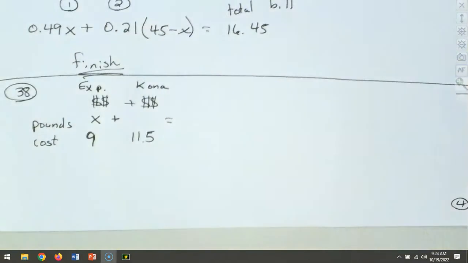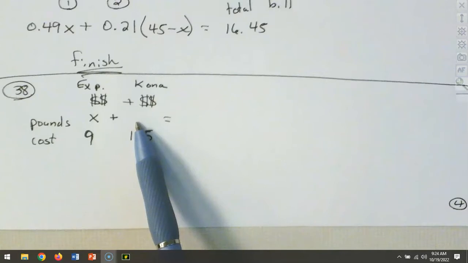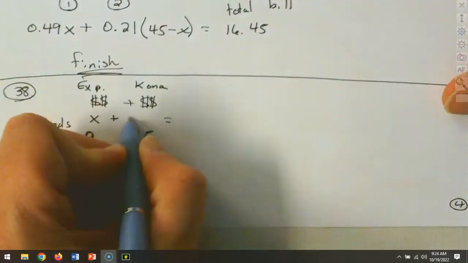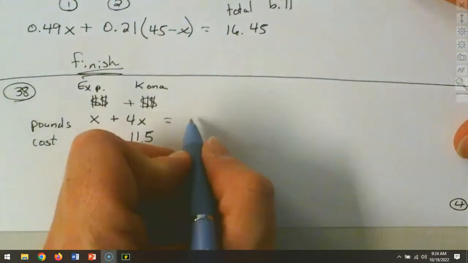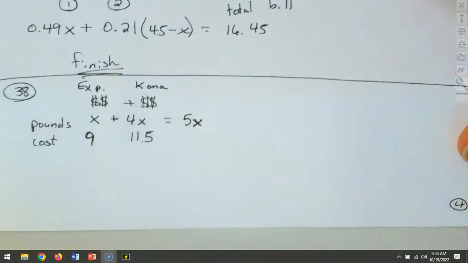Now, what about the Kona Deluxe? What would go here? Does anyone have any idea? What does it say about the Kona Deluxe? Okay, so that would be 4x, wouldn't it? Right? 4 times as much. So that's 4x. And when we add them across, what do we get? 5x for the number of pounds.